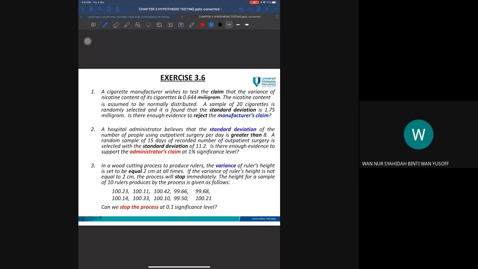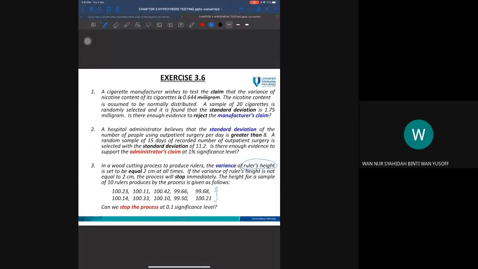What is the variable? Ruler height. Okay, the height for a sample of the 10 rulers. So this is sample data. Anything that you calculate again will produce a statistic.